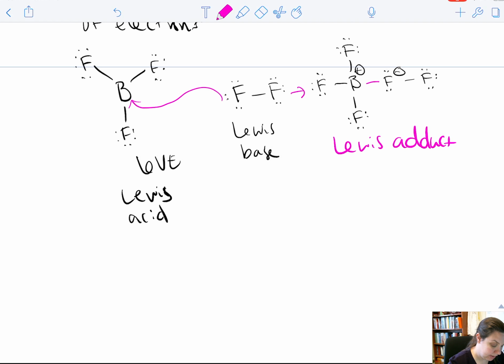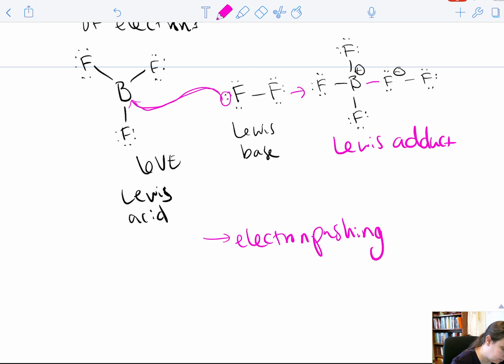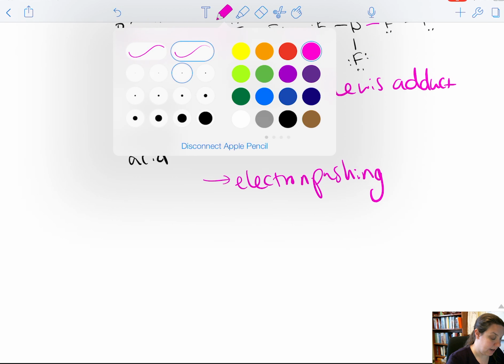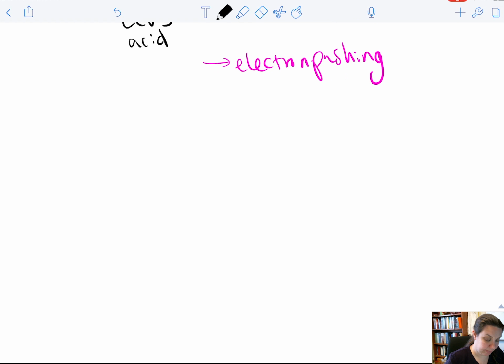We'll look at what is going on here, this electron pushing, where we show where the electrons are going from its initial spot, going along to its destination. So we'll look at some electron pushing within class a little bit more in detail. So as I said, metal cations can be Lewis acids.